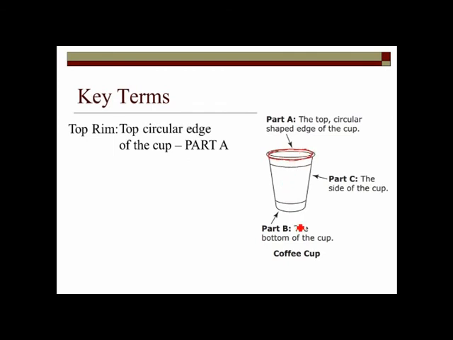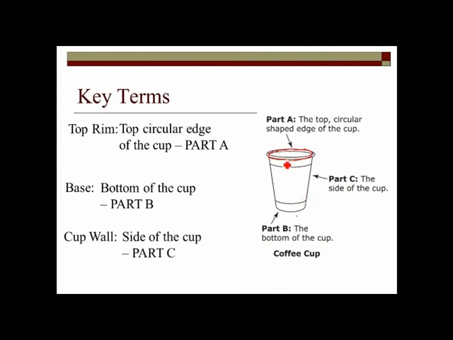The bottom of the cup is called the base. The base of the cup is also a circle down at the bottom. And the last part you'll need to be aware of is what's called the cup wall. The cup wall is the outside of the cup, not including the top or the bottom. It's just the sides of the cup.